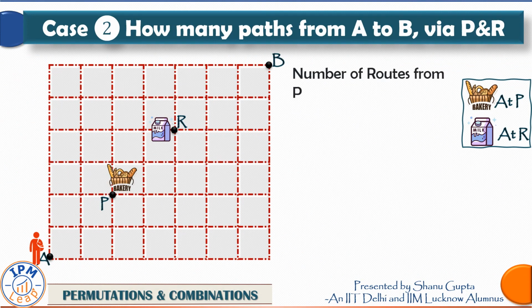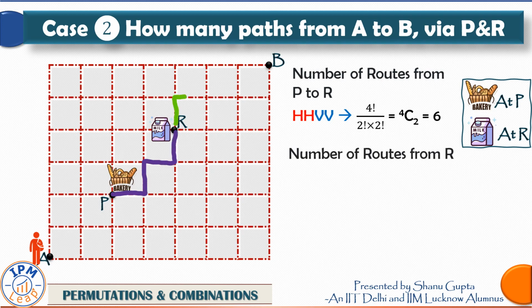From P to R, there are 2 horizontal steps and 2 vertical steps. Number of routes will be 6. And finally, from R to B, there are 3 horizontal steps and 2 vertical steps. Number of routes will be 5 factorial upon 3 factorial 2 factorial. That is 5C2, which is equal to 10.